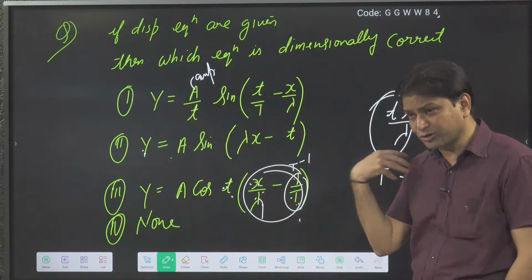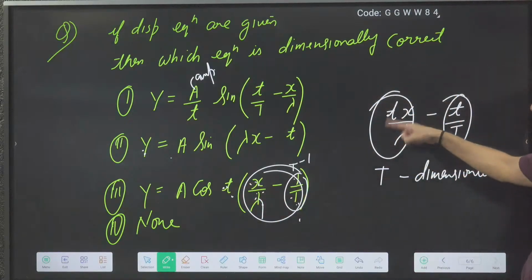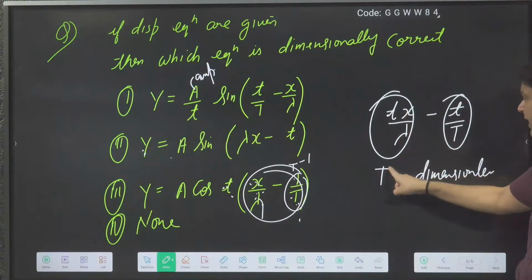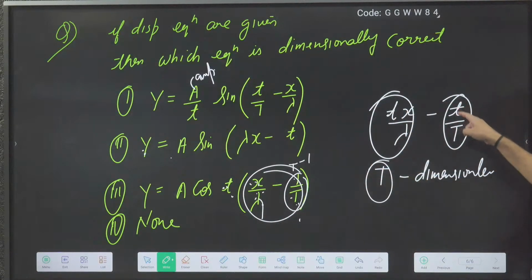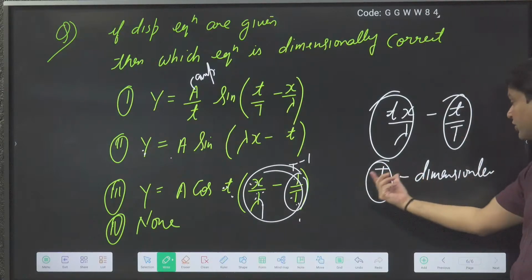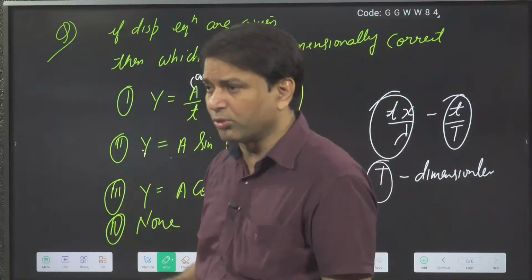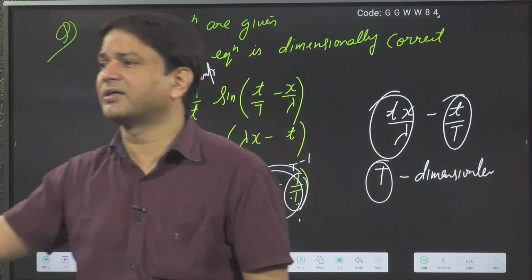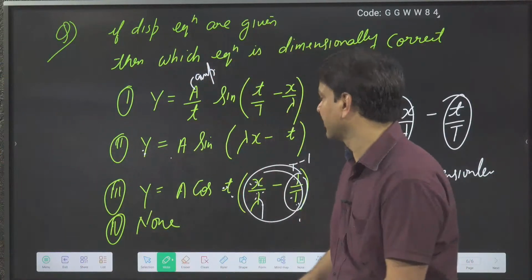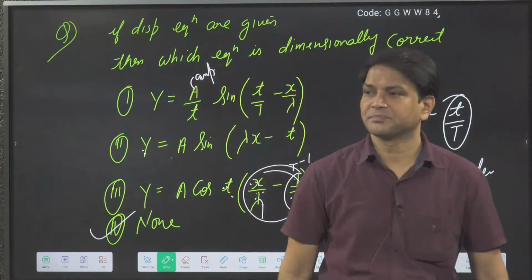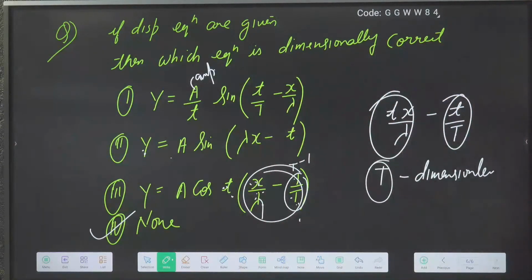Okay. If you want to check for the t, multiply with t, you will get this. Now tx by lambda, what is the dimension? T. T by t, what is the dimension? Dimensionless. Now t I am subtracting with dimensionless, then also it is incorrect. So on the basis of the homogeneity, on the basis of the angle test, it failed. Okay, so what is the answer? Fourth one. None. Any option confusion, then you can say.